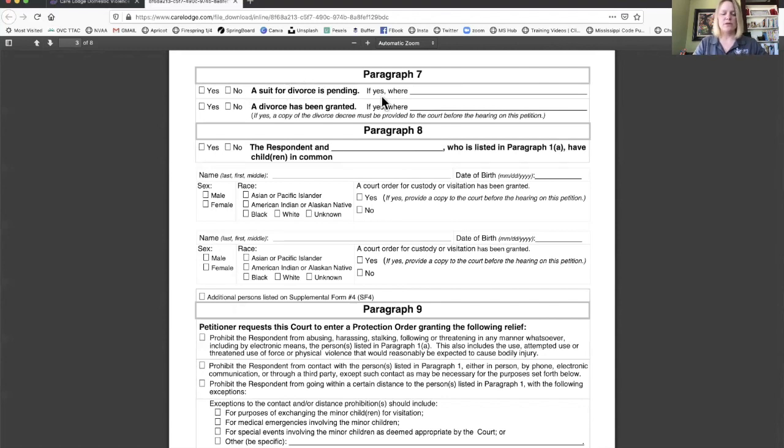This is all about divorce. If divorce is pending, indicate yes and state where. If a divorce has been granted, state yes and indicate where again, but do note that you will need to provide the court with documentation so they can have a good understanding of the whole picture of the situation between you and the person you're filing against. And they need to be aware of any special orders or condition that deals with child custody or visitation. Now, this section only allows you to put 2 children that you have in common with the abuser. However, if there are additional children, you can list them on supplemental form number 4 and select this box here.